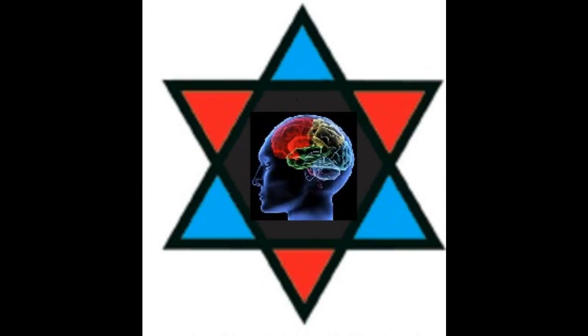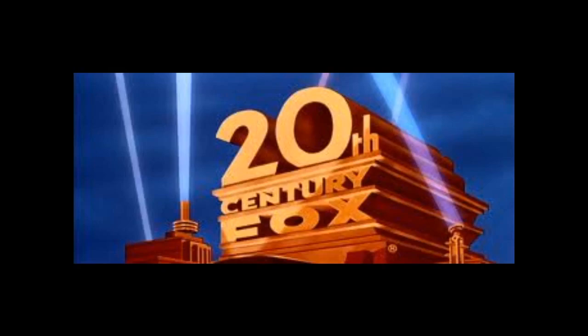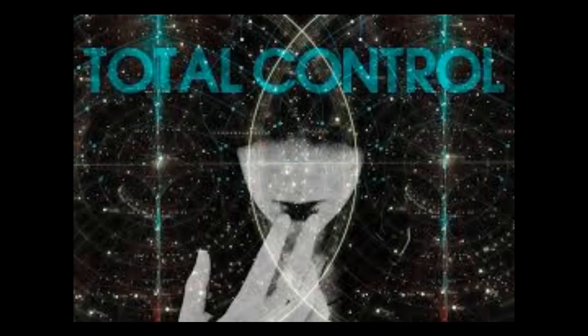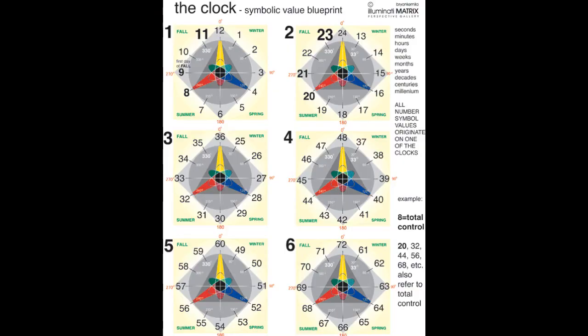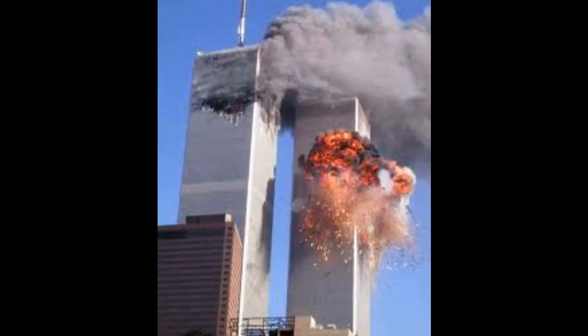The 20th century was significant because, like the number 8, the number 20 is associated with total control. See the clock face charts below, and 20 coincides with 8 on the second clock face. During the 20th century, the New World Order was actually realized, or was arranged in such a fashion as to allow for the events we've witnessed since the World Trade Center attack of 9/11.